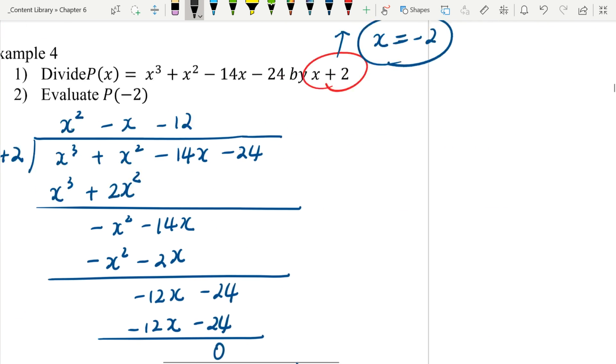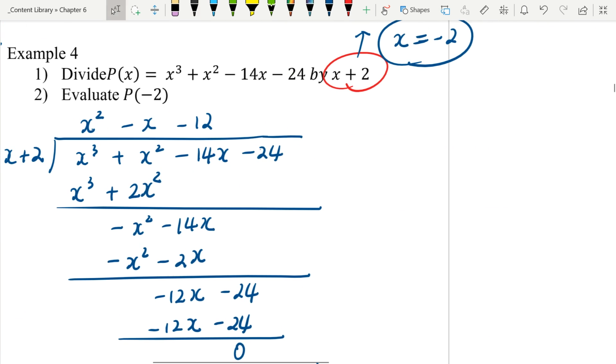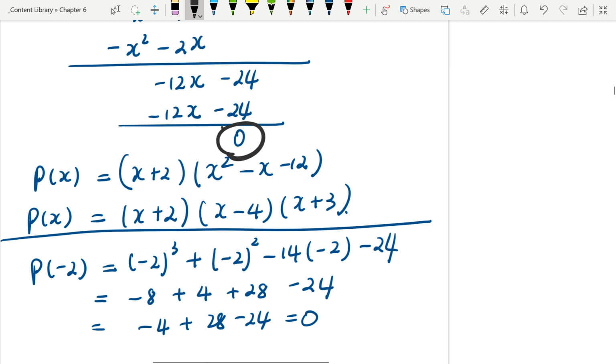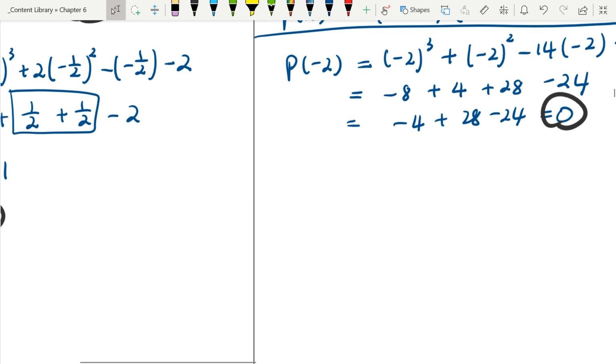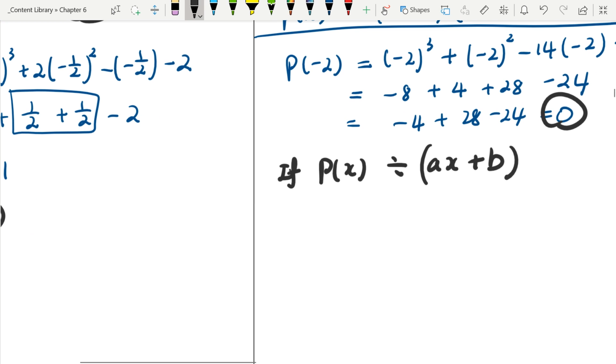Same as this one. If you make the divisor equal to 0 and you solve for x, and you sub that x into the original polynomial, you get the remainder. Well, in this case, we don't have a remainder, we get remainder 0. So if p(x) is divided by ax plus b, we make ax plus b equal to 0, and then we solve for x.